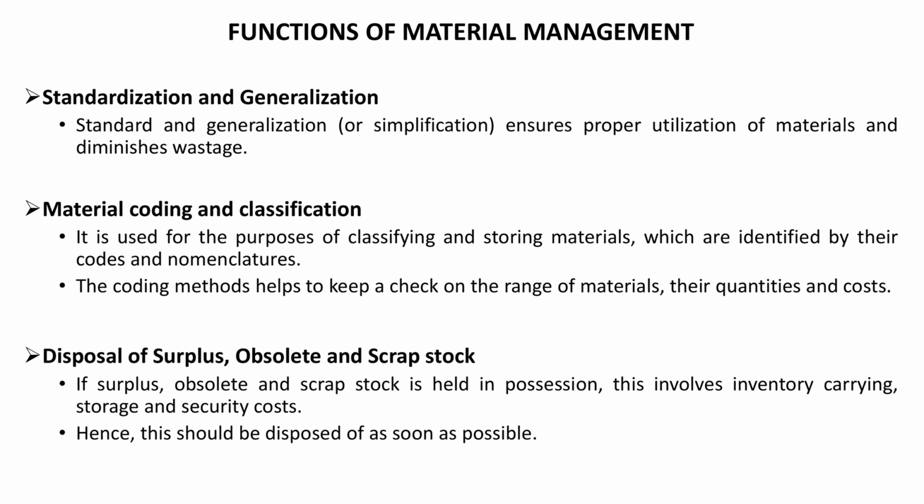The next function of material management is material coding and classification. Material coding and classification is used for the purpose of classifying and storing materials which are identified by their codes and nomenclatures. The coding method helps to keep a check on the range of materials, their quantities and costs.